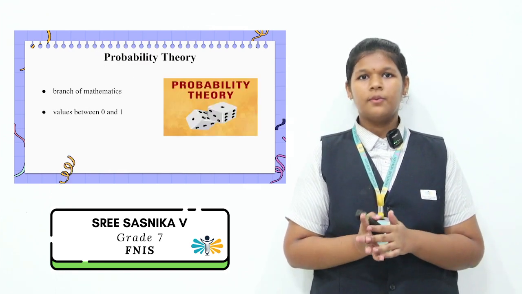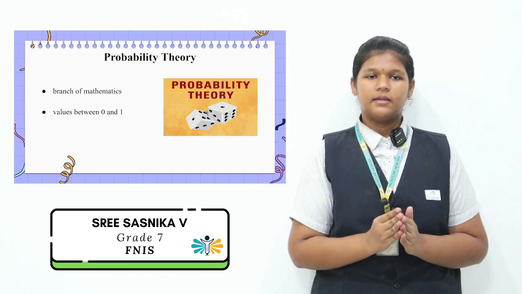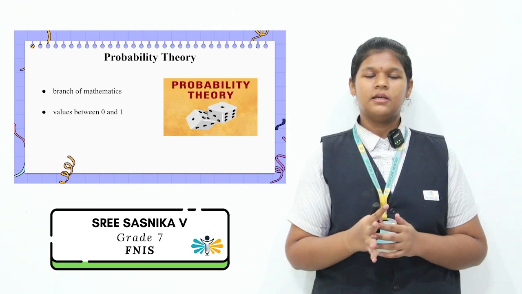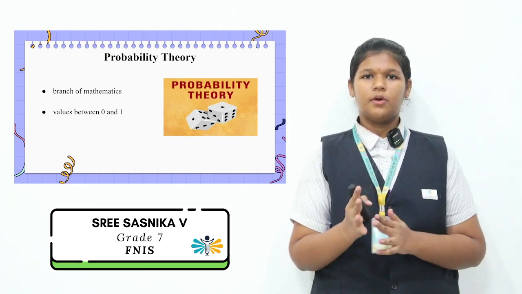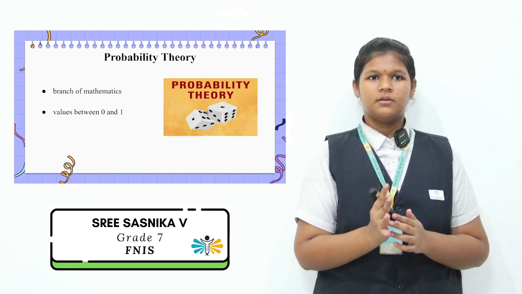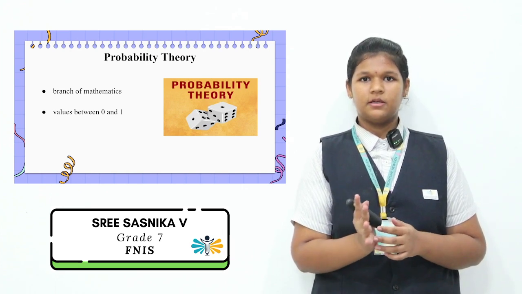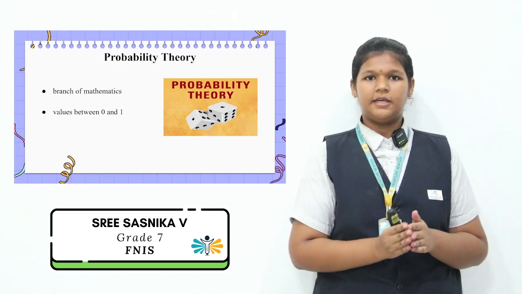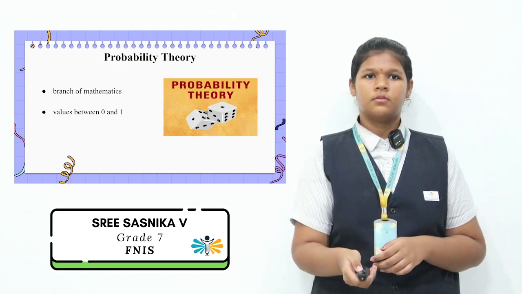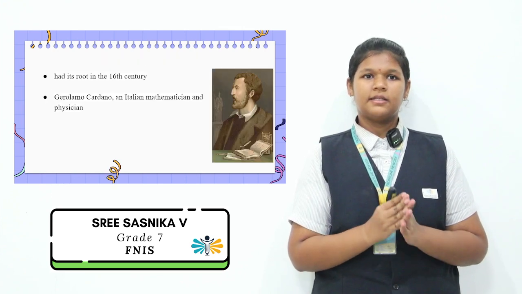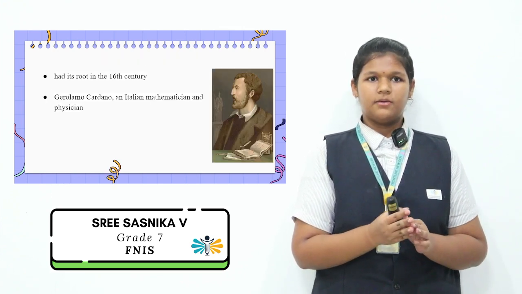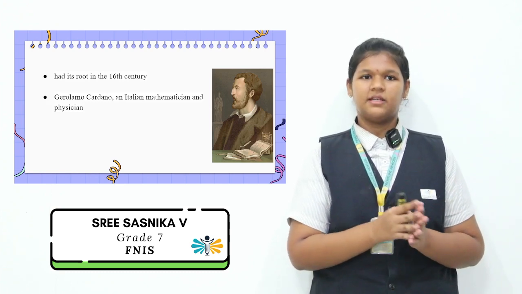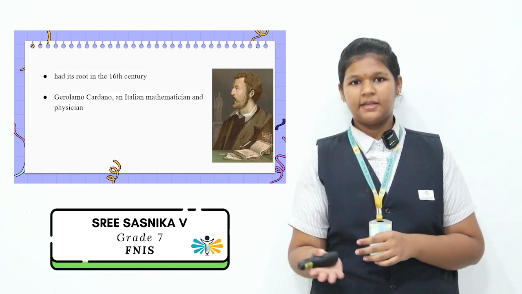Now let's see about probability theory. It is a branch of maths which deals with values and observations. This is an important thing which comes in all the types of probability. It varies from 0 to 1. It has its roots in the 16th century with Gerolamo Cardano, an Italian mathematician and physician who introduced probability theory.